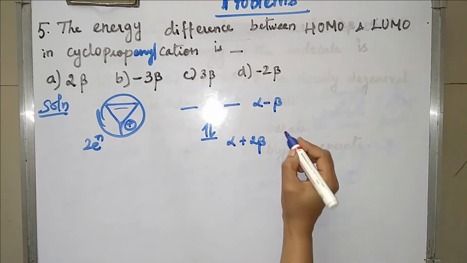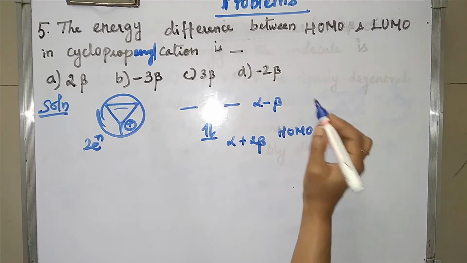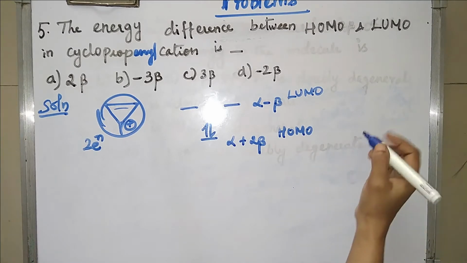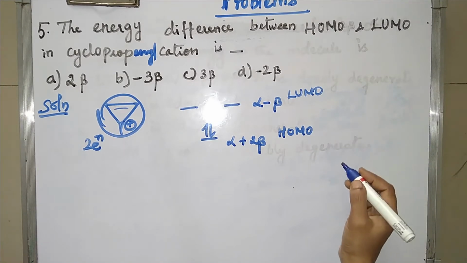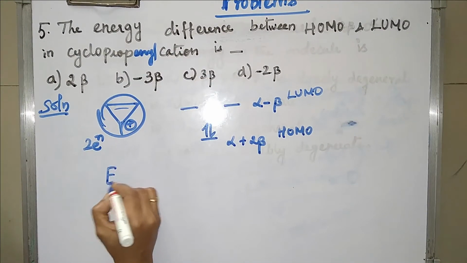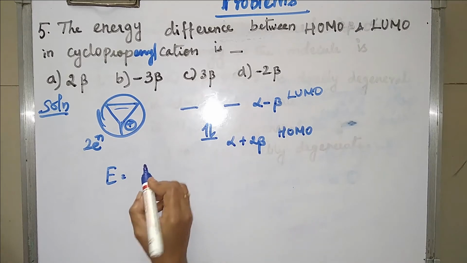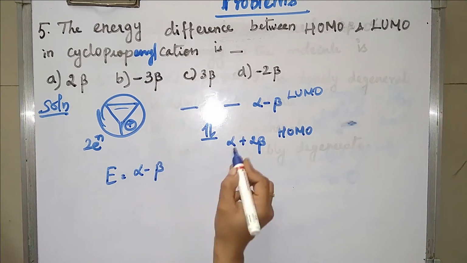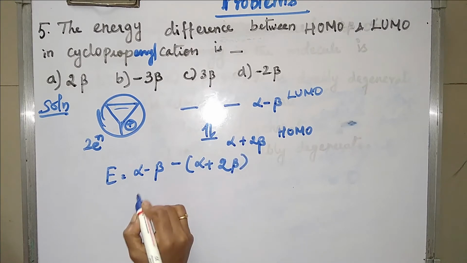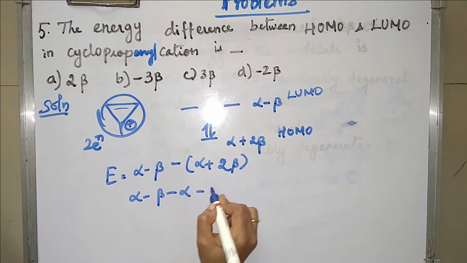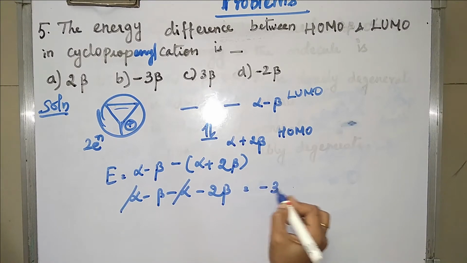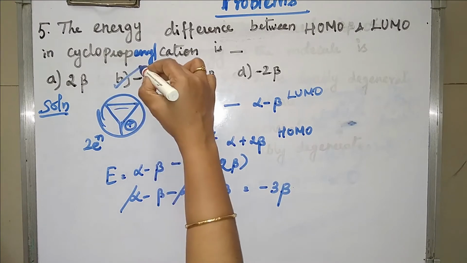They are asking the difference. This is the highest occupied molecular orbital. This is the unoccupied molecular orbital. Now we will find it. Energy difference E is equal to LUMO minus HOMO. LUMO is alpha minus beta, minus alpha plus 2 beta. Alpha minus beta minus alpha minus 2 beta. So alpha gets cancelled, which is equal to minus 3 beta. And the answer is minus 3 beta.